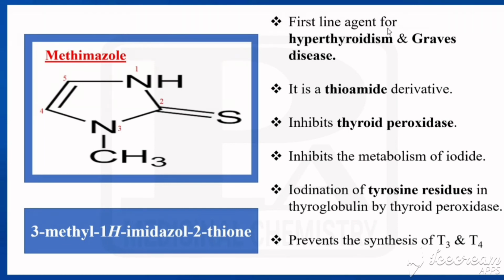This is the first line agent to treat hyperthyroidism and Graves' disease. It is a thioamide derivative. It inhibits the enzyme called thyroid peroxidase and inhibits the metabolism of iodide and also the iodination of tyrosine residues in the thyroglobulin by means of thyroid peroxidase. So it prevents the synthesis of T3 and T4.